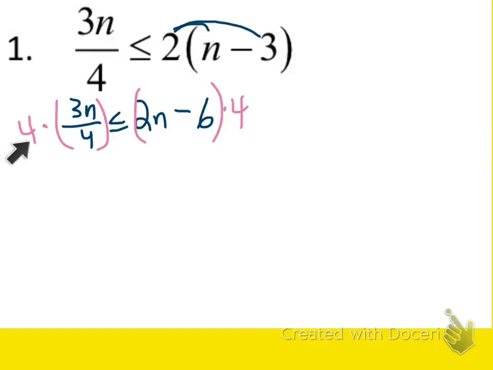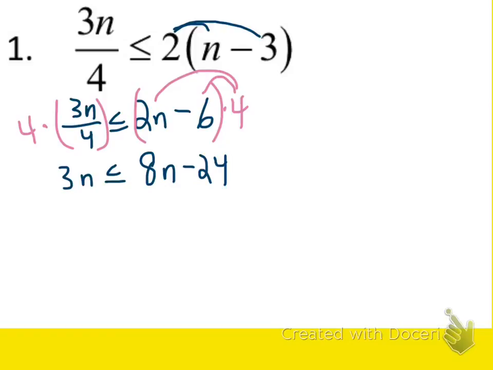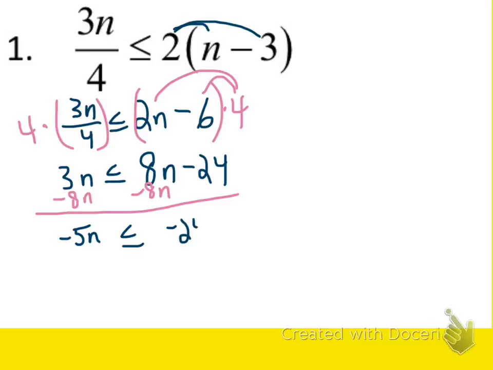So on the left side here, when you multiply something by 4 and divide by 4, that'll cancel, or you can think of it this way. 4 times 3 is 12, and 12 divided by 4 is 3, so that'll be 3n on the left side is less than or equal to, and then we're going to distribute the 4, and it's going to give us 8n minus 24. Let's subtract 8n from both sides, giving us negative 5n is less than or equal to negative 24.